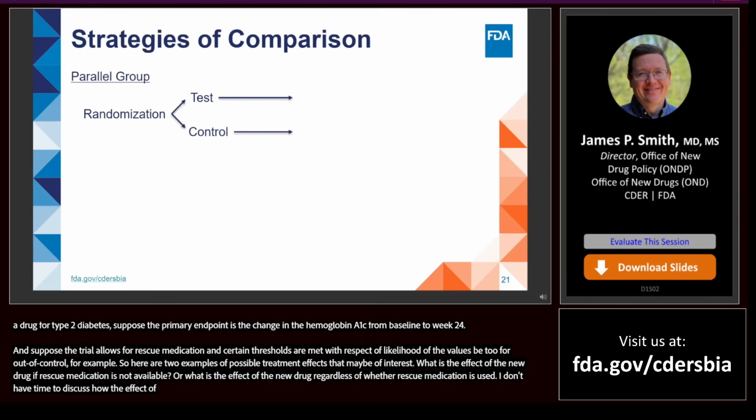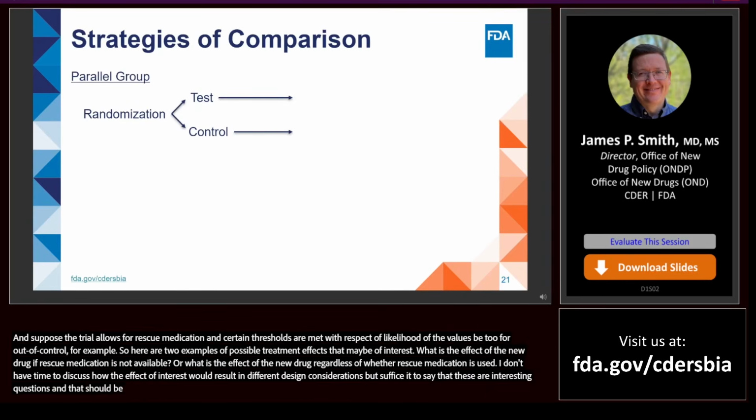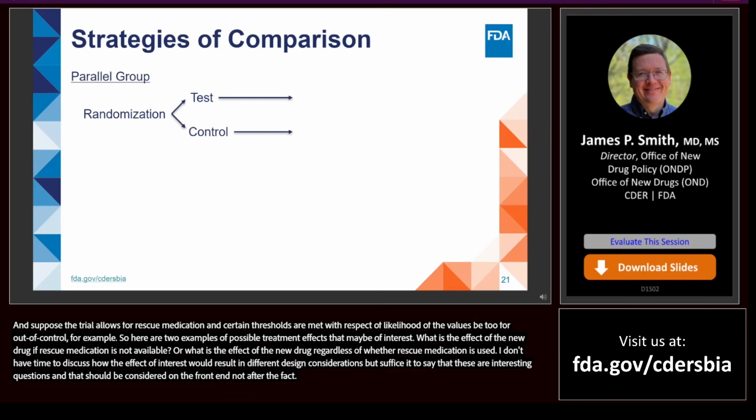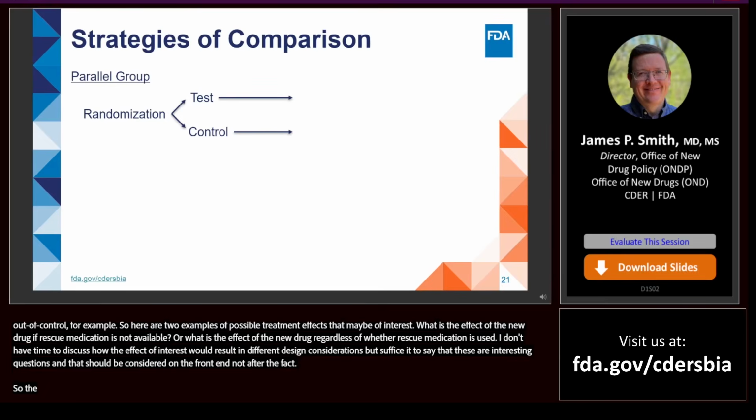Okay, so the elements that I've discussed can be put together in various ways, and I'll just touch on a few here. The most common study design for a randomized controlled trial is the parallel group design. So in this design, participants are randomly assigned to different groups that are then followed in parallel, if you will, until the endpoint.